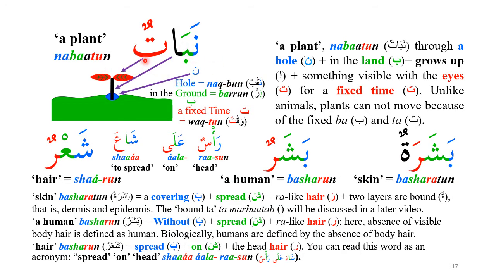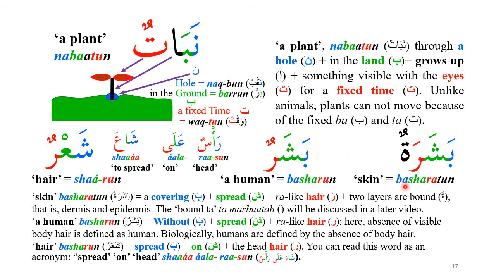This fixed thing you can see in the word for plant, nabatun. Nabatun means a plant. So nun means naqbun, a hole, which comes through barrun, the land, and something emerges, this alif, and ta is for a fixed time, for waqt, right, for a fixed time. And also notice how it matches that nabat, the plant, is defined as something that comes out through a hole in the land, and it ends with a ta, or two leaves. And ta also, one meaning is oxygen, which I'm not going to discuss here right now, but is to fix oxygen. That's one of the functions of the plants.